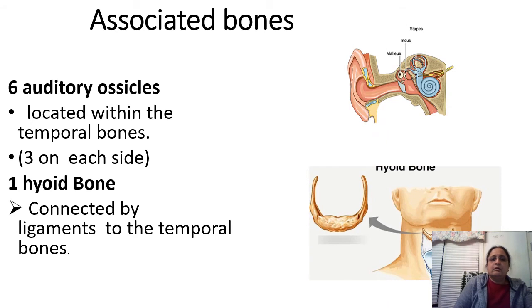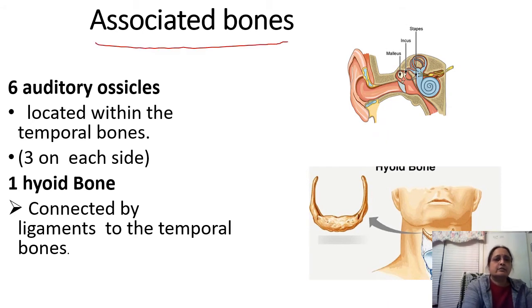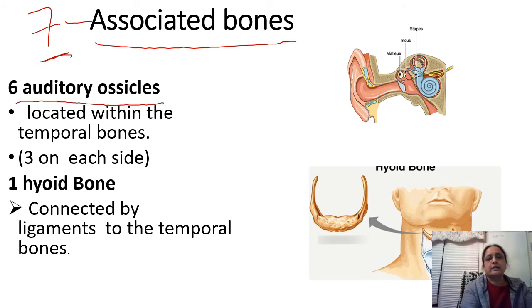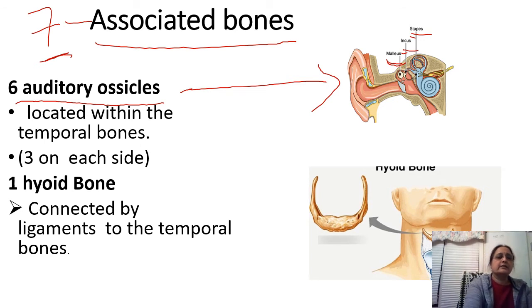So associated bones are 7 in number. Out of the 7, 6 are auditory ossicles that are situated in the ear. Each ear has 3 ear ossicles that we call auditory ossicles. These are the 3 ear ossicles: malleus, incus and stapes. So 2 ears will have 6 auditory ossicles.